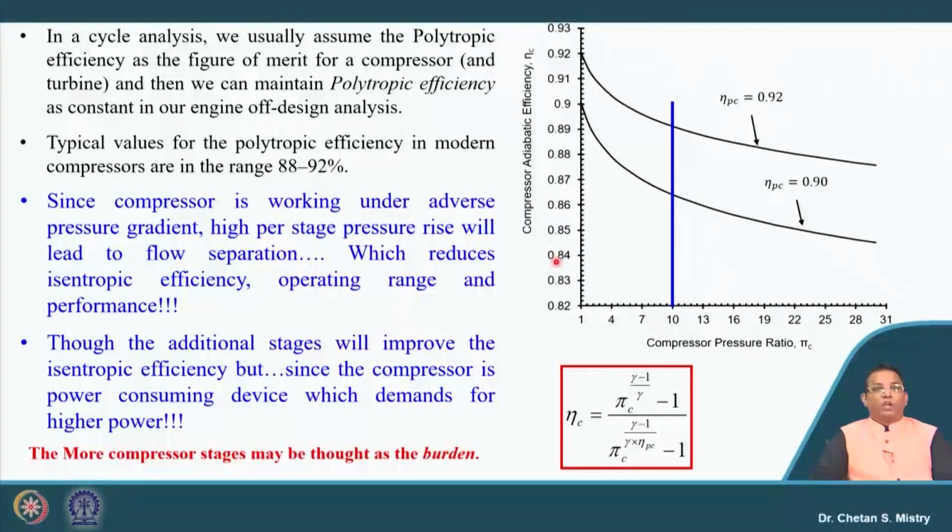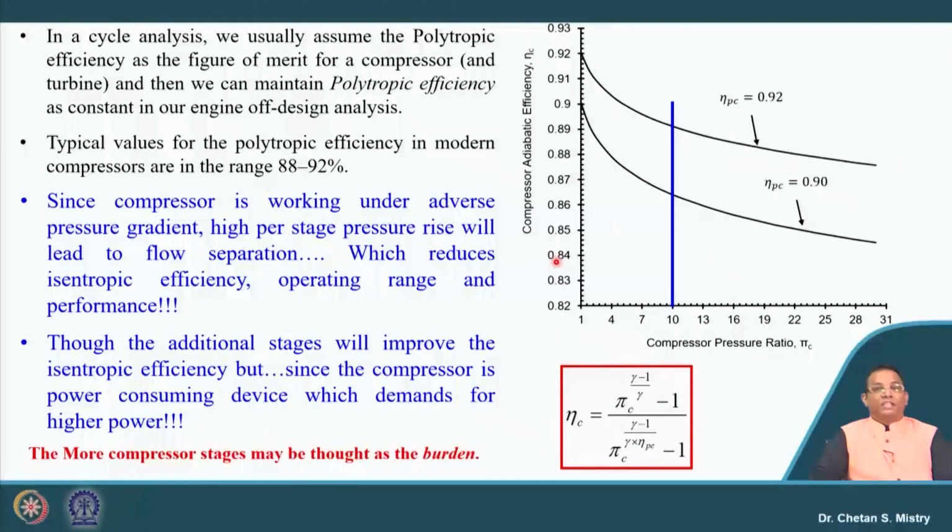Now let us analyze this part. What do we know about the compressor? The compressor works under an adverse pressure gradient. If I consider a higher per stage pressure rise, what is the meaning of that? Suppose I am looking for a pressure ratio of 10. I can go with 8 stages, 9 stages, and I could even plan for, say, 4 stages, but that may not be possible.